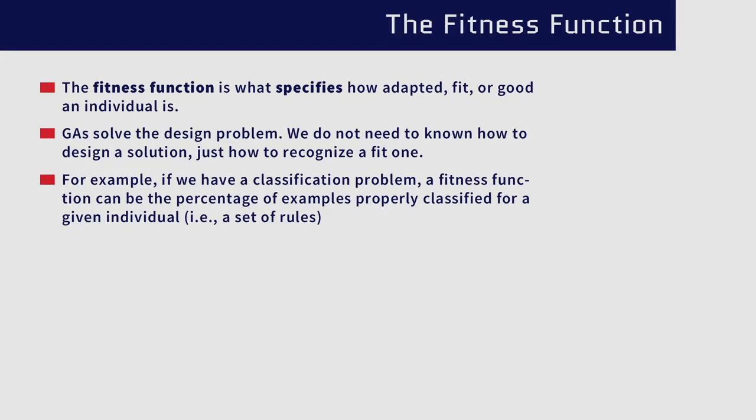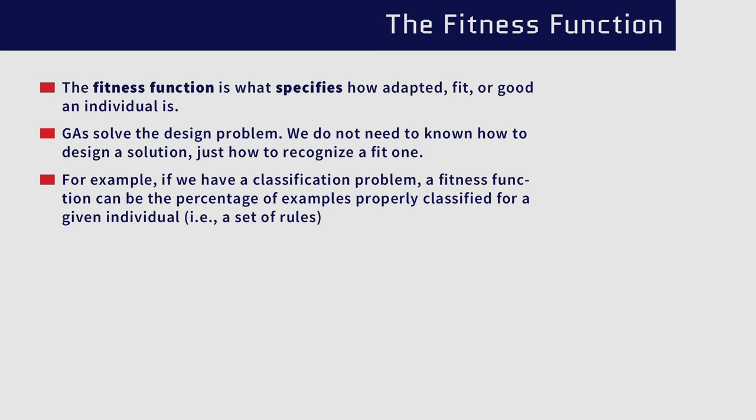The third and final ingredient that is fundamental to the genetic algorithm is the fitness function. The fitness function is what specifies how adapted, fit, or good an individual or potential solution is. In principle, the genetic algorithm solves the design problem. Instead of knowing how to design the solution to a problem, we just need to know how to recognize the solution. We need to know how to evaluate how good a candidate solution is.